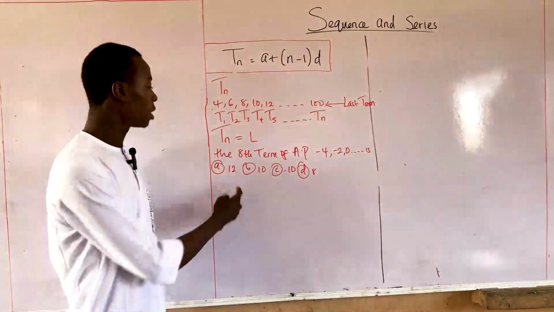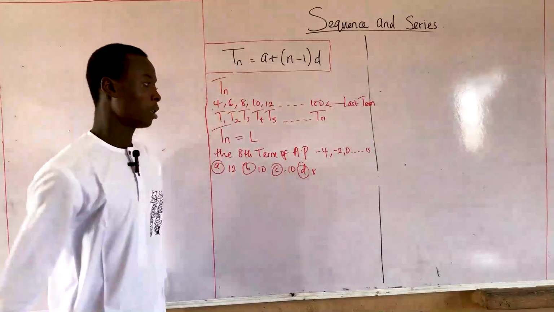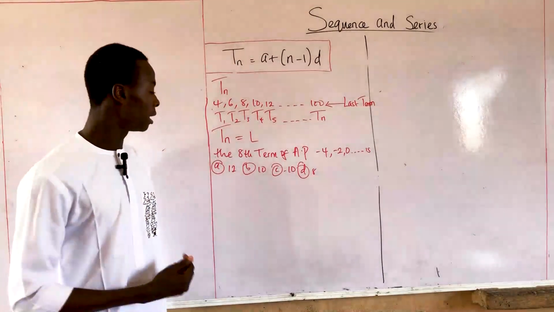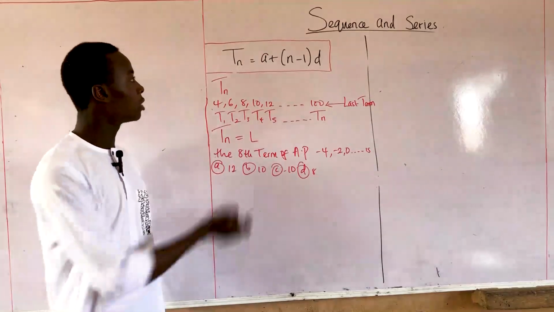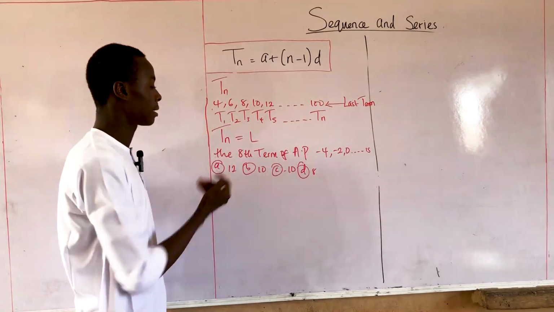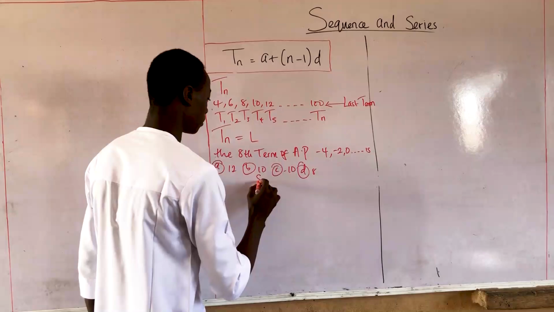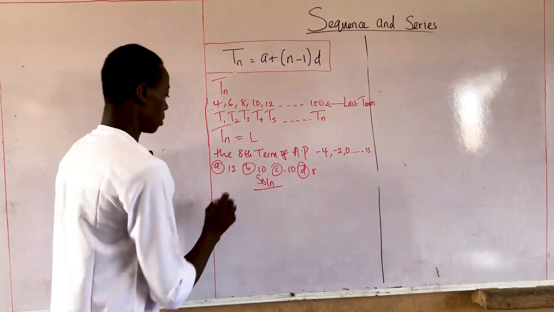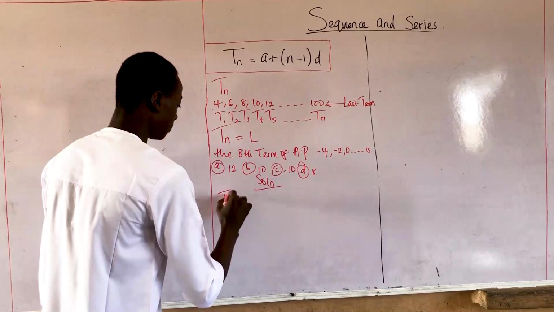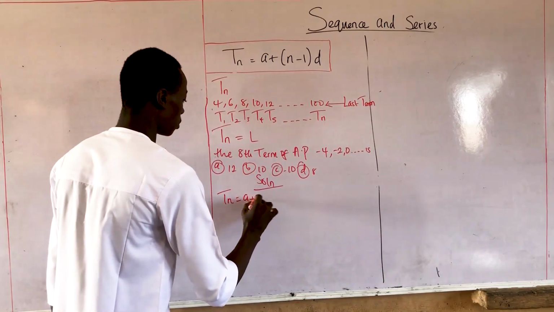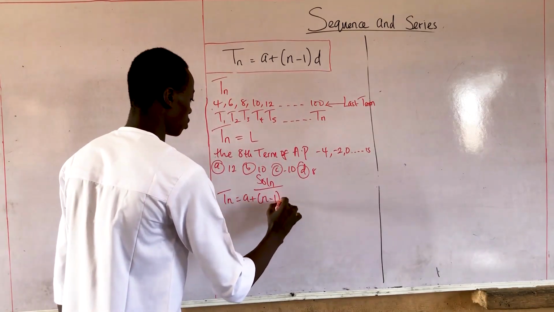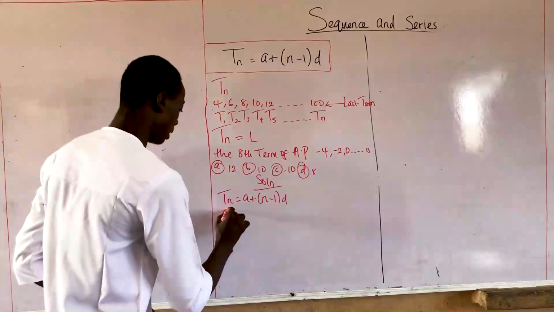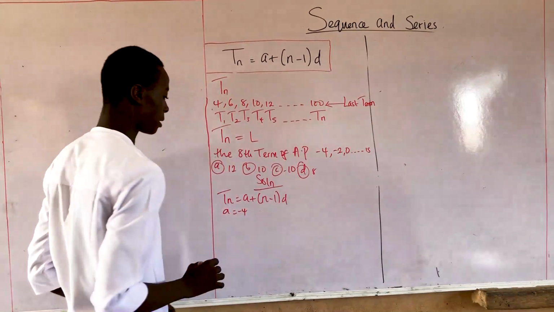Now let us solve this question with this formula. If you look well enough, you are familiar with this question from the first part of this lesson. But I want to show you that we can use this formula also to find missing terms. Solution. So we have Tn is equal to a plus open bracket n minus 1 close bracket d. Our a here is what? Our a is minus 4, right?